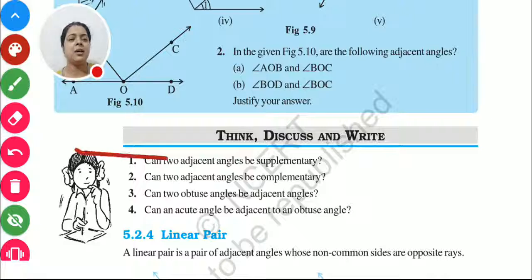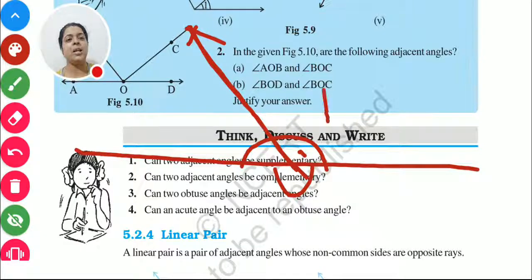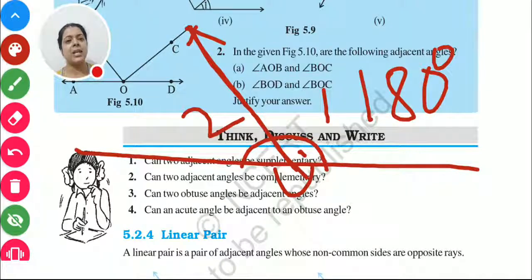What I did, I have taken two supplementary angles, two adjacent angles. Why are they adjacent angles? Because they have the common vertex and they have the common arm. So they are called adjacent angles. Now the question is, can they also be supplementary? Yes, because when we add up both angles, angle 1 and angle 2, it is undoubtedly 180 degrees, and it forms the supplementary one, right? So they are the supplementary angles here.